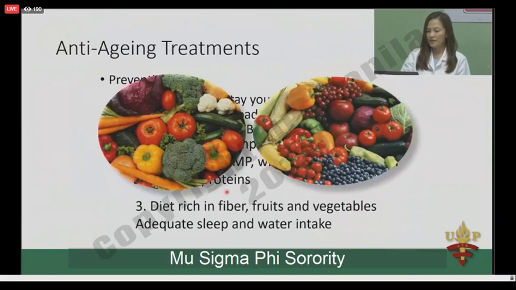Now, anti-aging treatments, we need diets rich in fiber, fruits, and vegetables. We need adequate sleep and water intake. Now, with regards to food, we need to consume food that is less inflammatory. Meat maybe once or twice a week. We should consume more proteins.